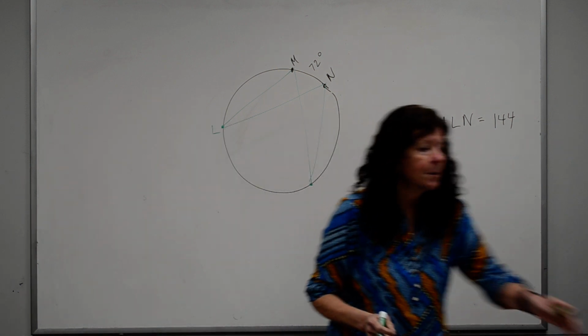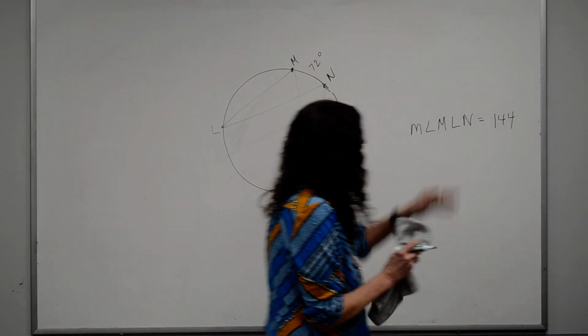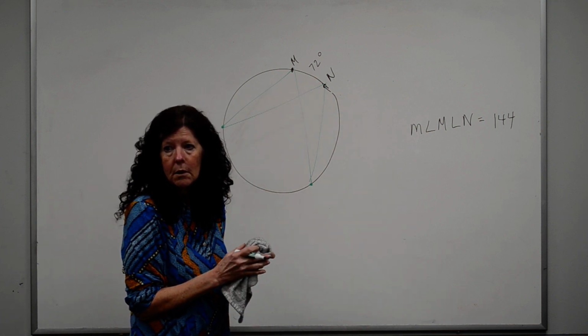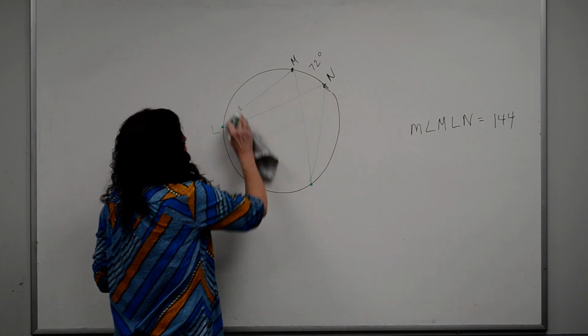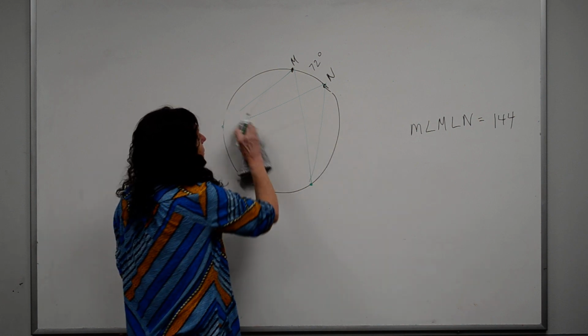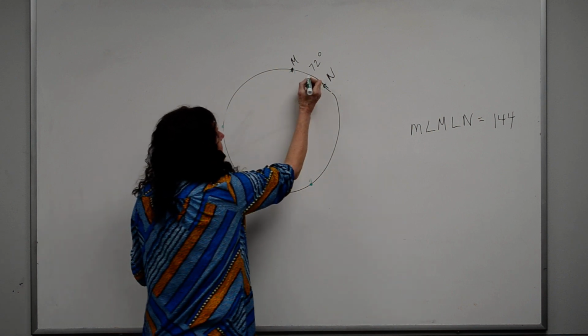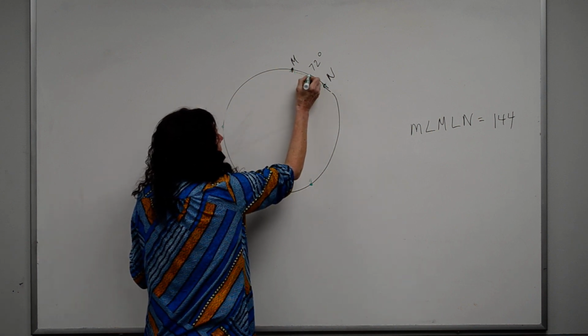So where am I going to have to place this L? How do you know that it equals 36? Because it's half of 72. I don't want that. I want it to equal 144, so where do I have to put it? Between M and N. That's exactly right. I've got to put it somewhere here, then it would be 144.